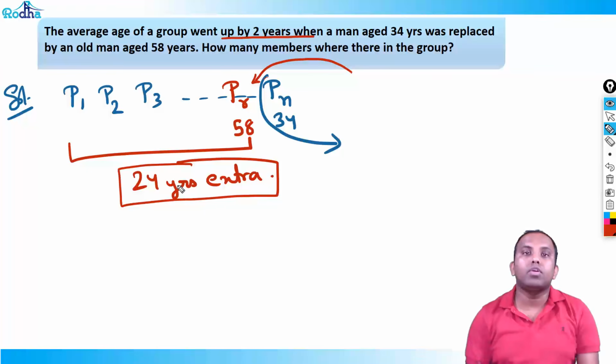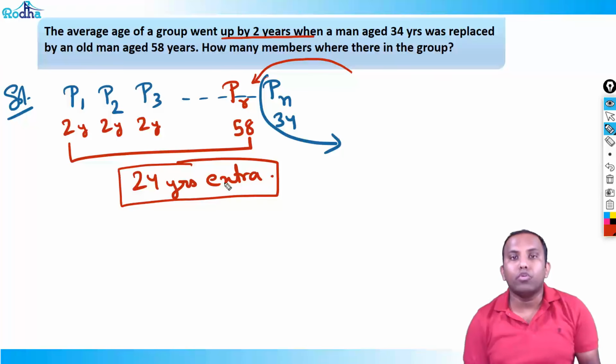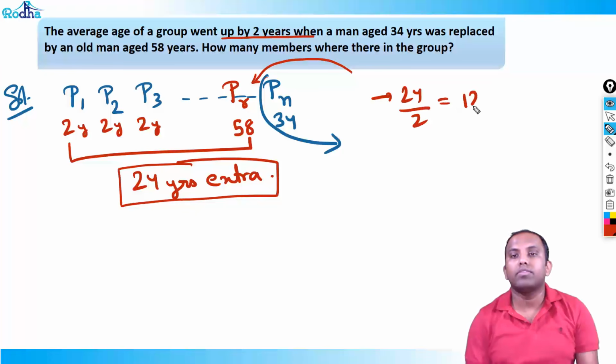So 24 years extra he's bringing into the group, and the average age of the whole group increases by 2 years. So again, average means equal distribution. So I'll distribute 2 years to each person, right? So if I distribute 2 years to each person and there are 24 years, how many persons are there? 24 by 2, 12 persons. So 12 is the answer for this question.